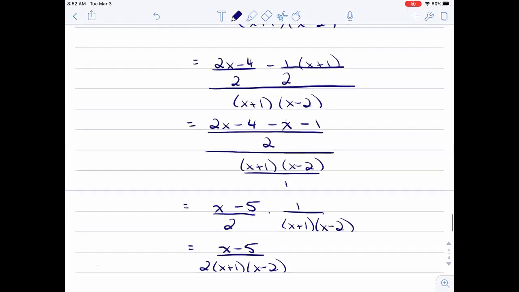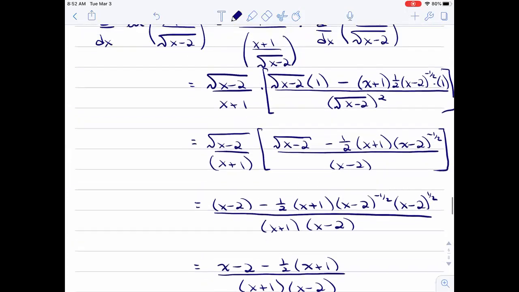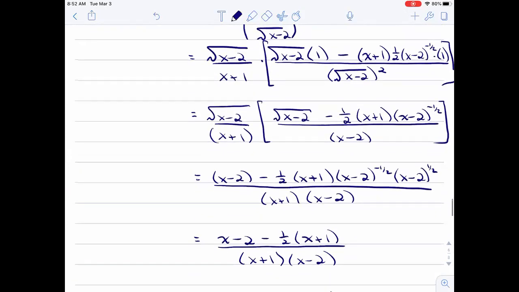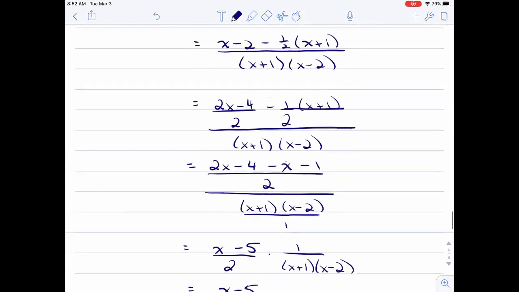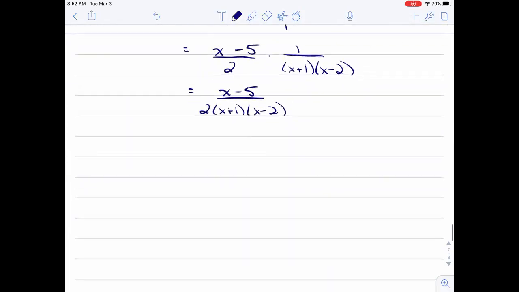Finding the derivative wasn't that hard, right? If we just got to end it somewhere around here, that would be easy. Well, not easy, it's still a big function in there. There's a quotient rule, but the simplifying takes a little bit.